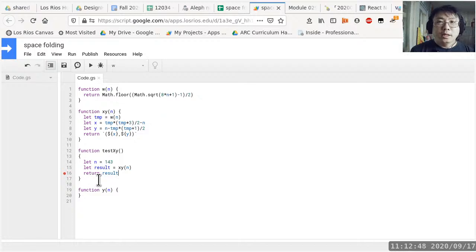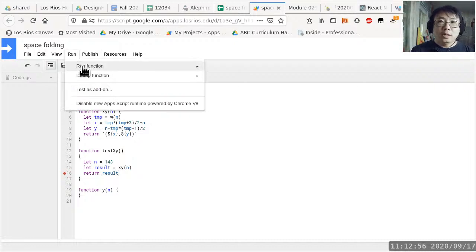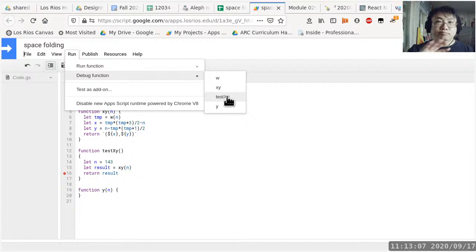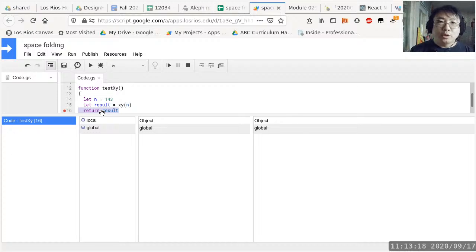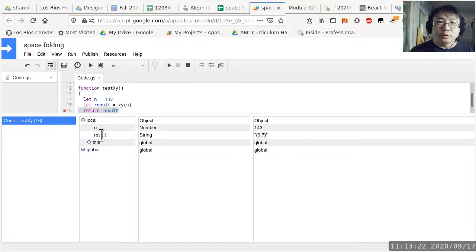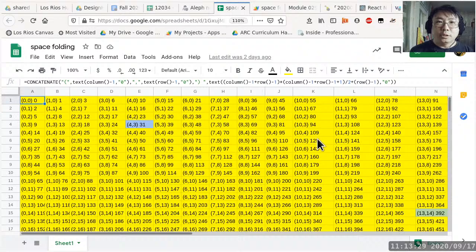We put a breakpoint. Now this is the really important part: I want to be able to test this code first. So we go to run, debug function, and then test xy. This basically triggers the execution of the function test xy from outside of the functions, and because it doesn't take any parameters, that's perfectly okay. And we're hitting the breakpoint. Once we hit the breakpoint, we can look into the local variables to look at result, and result is 97. Now we go back to the spreadsheet itself and look up 143, and it is 97 indeed. So I have a basic mechanism now to verify that I got the values correctly.